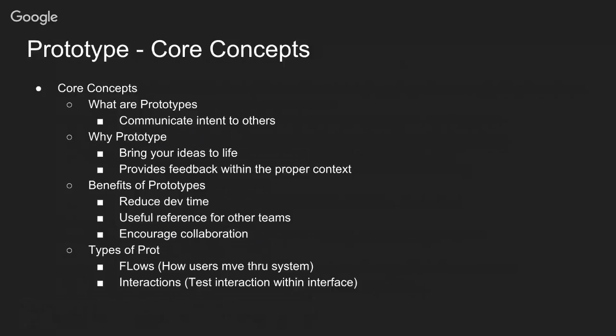So the types of prototypes. Here we have two to start off. We have the flows. It talks about how users move through the system, and you navigate and test how the users would complete the task. And then you have interaction, where you test the interaction within the interface, how the page opens, would it open vertically or horizontally, and the micro animations. This is where you would be focusing in your interactions.